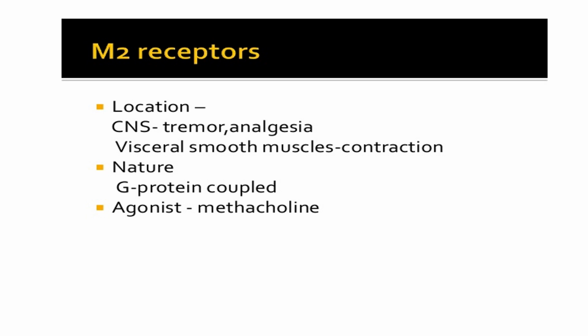CNS action will lead to tremor and analgesia, and M2 is also present in some visceral smooth muscle. On stimulation of these visceral smooth muscles, they cause contraction. Here also the nature is G protein coupled receptors, and you should remember the M2 receptor agonist is methacholine.